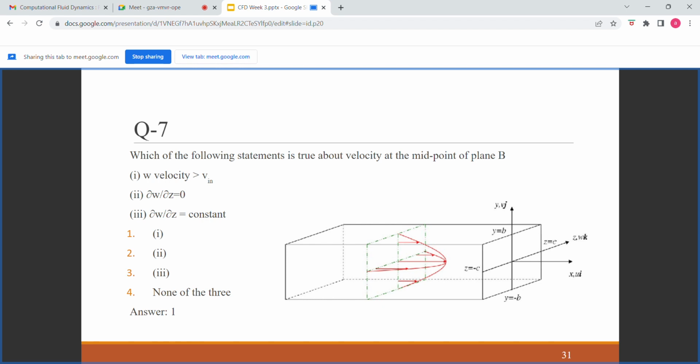So the profile would be almost like this, where at the midpoint of plane B we know the profile to be parabolic. So the velocity would be higher towards the flow direction. The W velocity, or the velocity in the length direction, would be higher than the inlet velocity, but it would not be constant in the Z direction, and the gradient also would not be constant. So the answer to this question would be option 1, that is, W velocity is greater than V inlet.